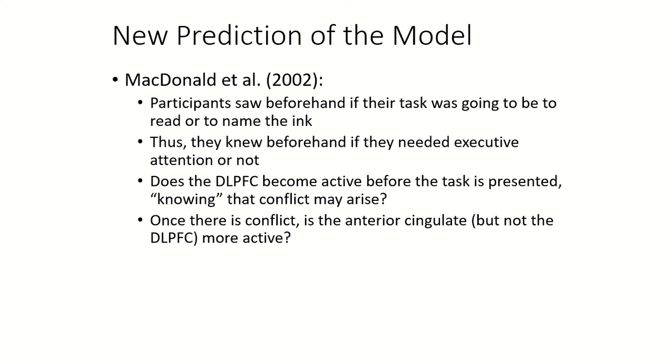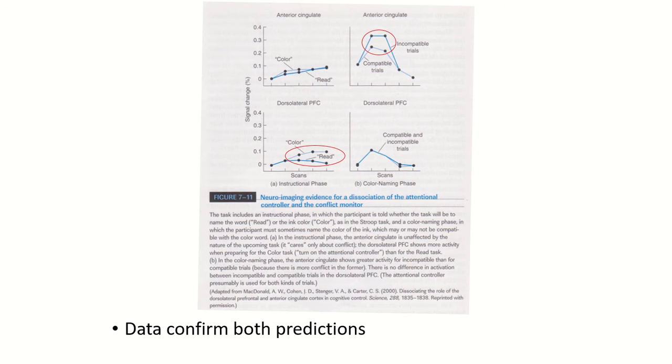They put people in the scanner, had them do the Stroop task by either reading words or naming colors, and then the question was whether the activation of these two different areas would actually change in the way that they predicted. So here's the graph, and you see here the top two plots from the anterior cingulate, so supposedly the conflict monitor, and the dorsolateral prefrontal cortex on the bottom here, which is the attention controller. And what's happening here from left to right is time is progressing. So this is the very start, where people are being told in this first phase whether they were going to need to read the word or name the color.